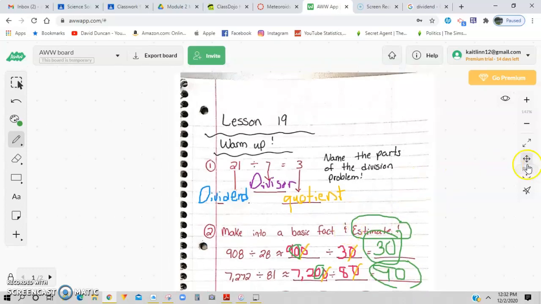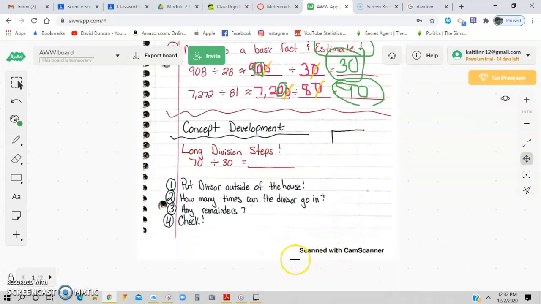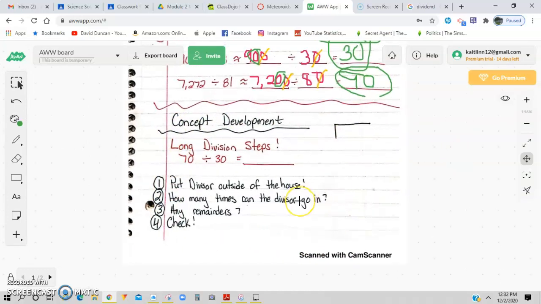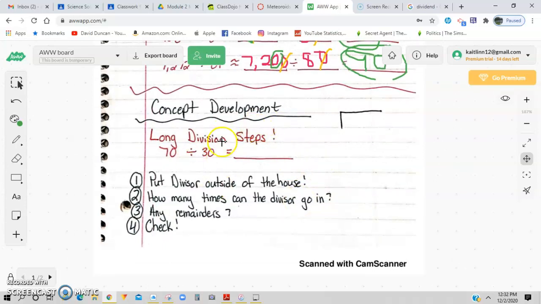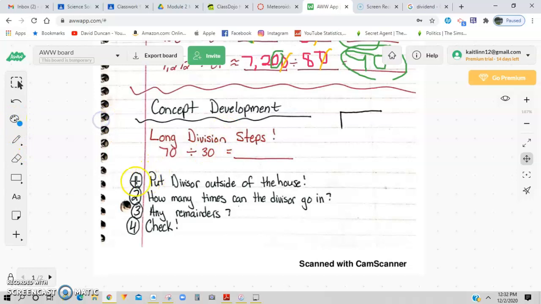Okay, scrolling down, we are now going to work in our concept development. We're going to be working with long division. So again, what I have written down on here, I'd like you to write down in your notebook as well. I would like you to put down these steps. And if you need to pause the video, please go ahead and do it. But we're going to be focusing on long division today.